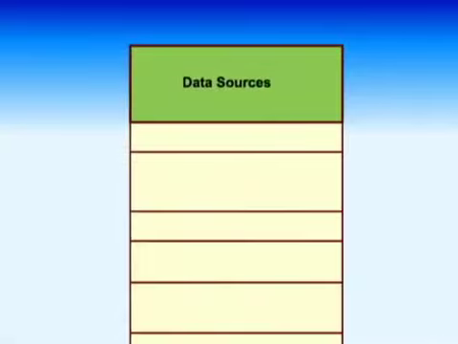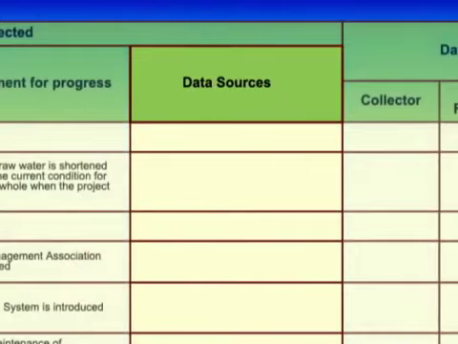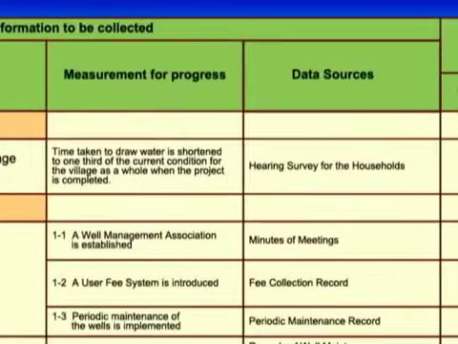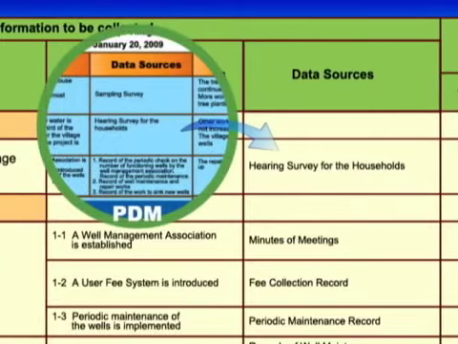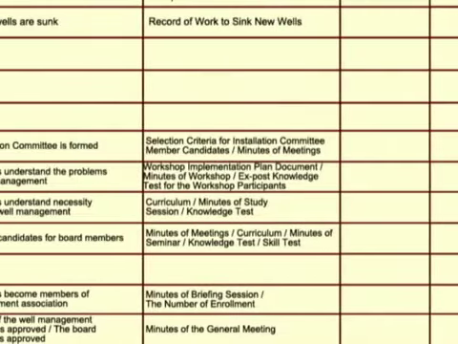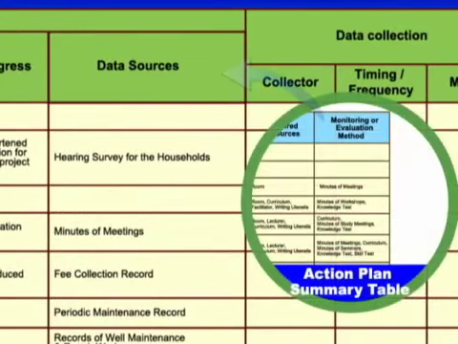The third row from the left is for data sources. This should include sources of data which indicate progress of project purpose, outputs, and sub-activities. They are the same data sources as in the PDM for project purpose and outputs. For activity, some data sources to indicate progress of sub-activities are described. They should be the same as what was written as monitoring or evaluation method on the summary table of the action plan.